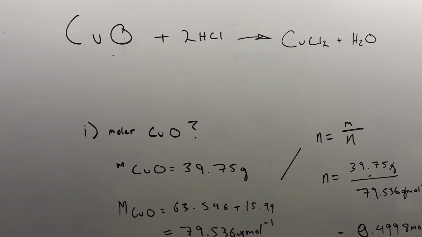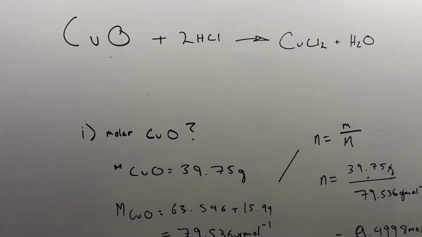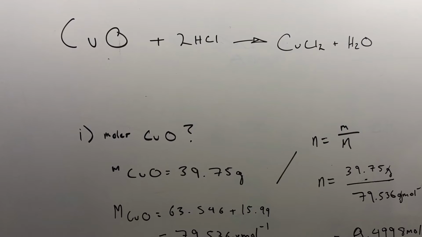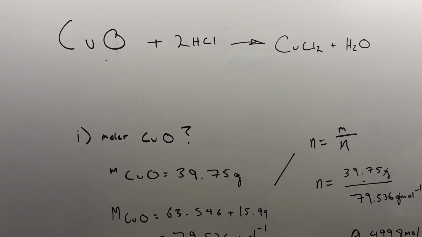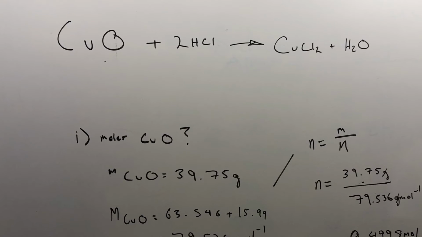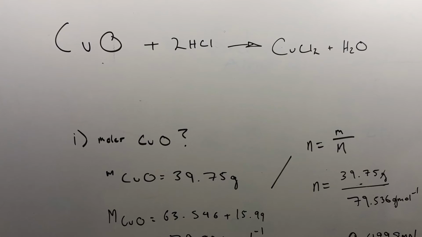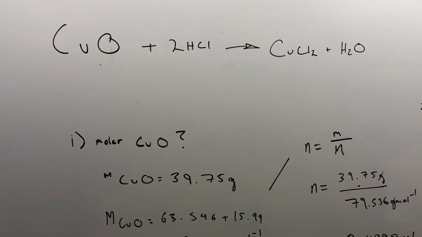In the first part of the question, they simply want us to calculate how many moles there are of copper oxide. This is pretty easy since we are given the mass. If we go back to the formula, we see that n is equal to m over M, so moles is equal to mass over molar mass. And since we have the mass, all we need to do is find the molar mass to find the moles.